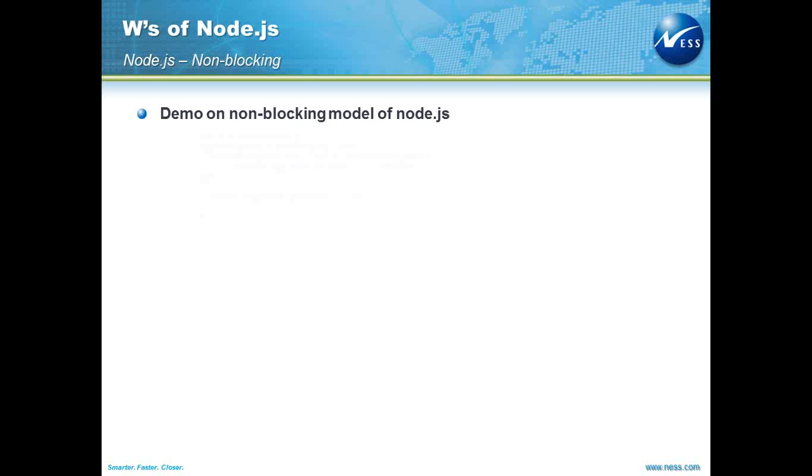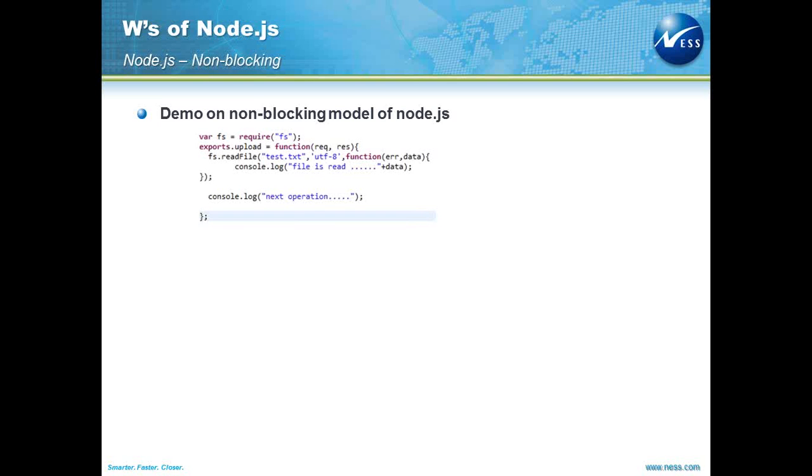So let's look at a simple example on the non-blocking model of Node.js. As you can see on the screen, for now you can ignore the first line there, and essentially focus on console.log file is read. You have just an alert statement there, and then another alert outside the function, which is console.log next operation. In the generic synchronous world of programming, you would always expect file is read to be displayed first, followed by next operation.